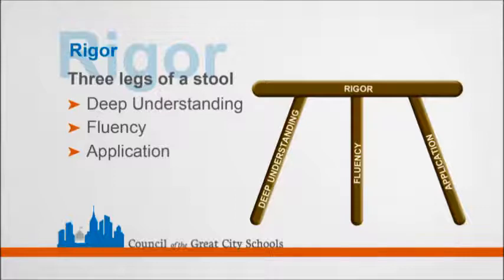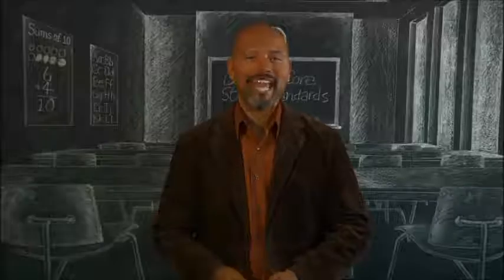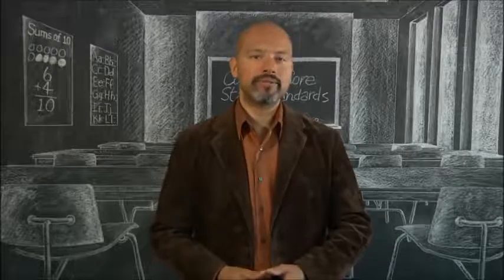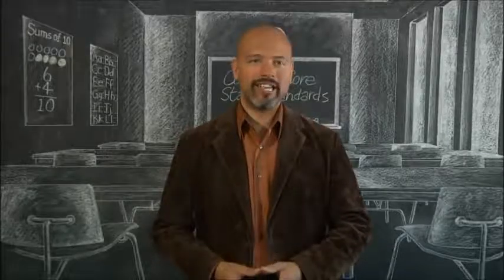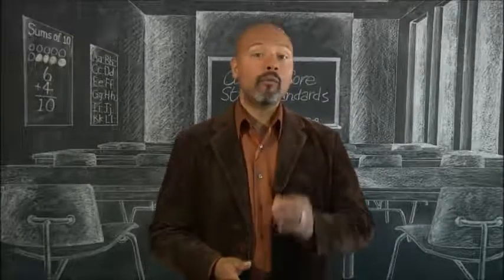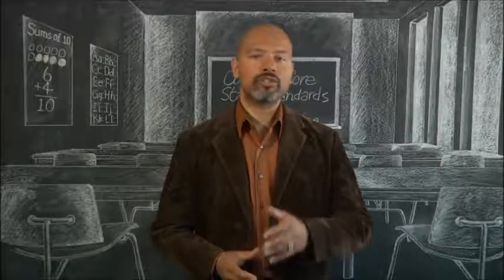We will explain each of these shifts individually, but let's first define the instructional shift that comes with establishing rigor in the classroom. Rigor is about creating an environment in which each student is expected to learn at high levels. Each student is supported so he or she can learn at high levels, and each student demonstrates learning at that high level. In creating rigorous learning environments, teachers are putting students in the best possible position to develop deep conceptual understanding, fluency, and the ability to apply mathematics to different situations. While each of these concepts relates to the other, each notion will require its own shift to instruction.